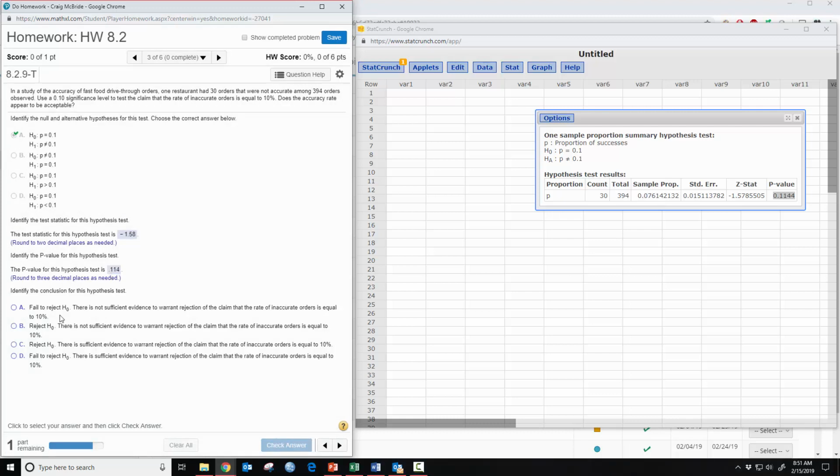Do we reject or fail to reject? Well, our significance level is 0.1. This is bigger than 0.1, so we fail to reject. It's either this or this.